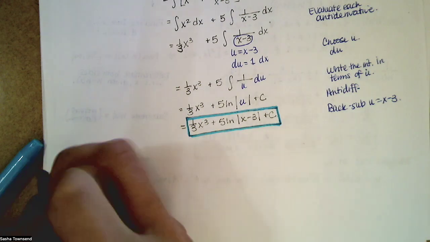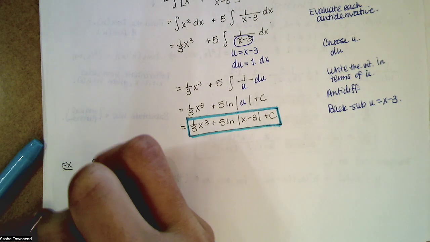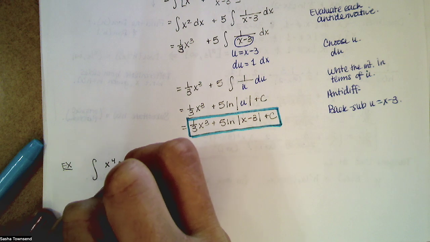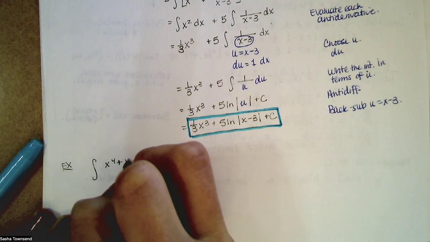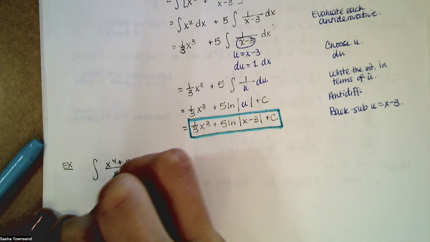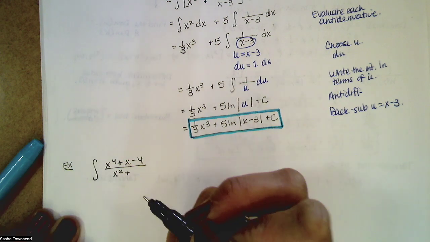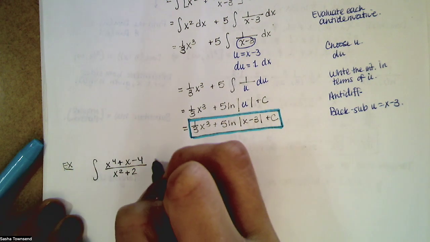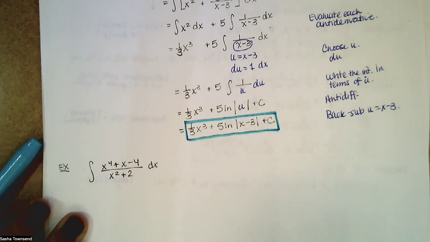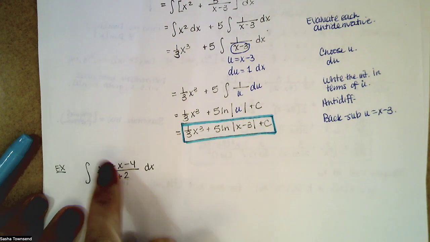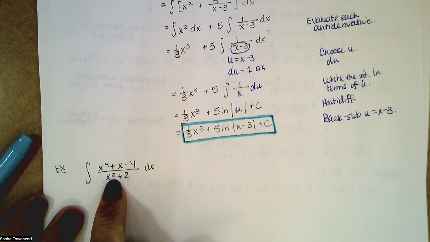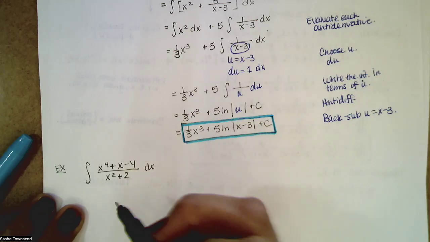Okay, so let's do another one. I've got an x to the 4th plus x minus 4, all divided by x squared plus 2. Say, do I have a rule for that? No. But I've got a degree 4 polynomial divided by a degree 2 polynomial. I might be able to use long division to rewrite it. So this is what we do.